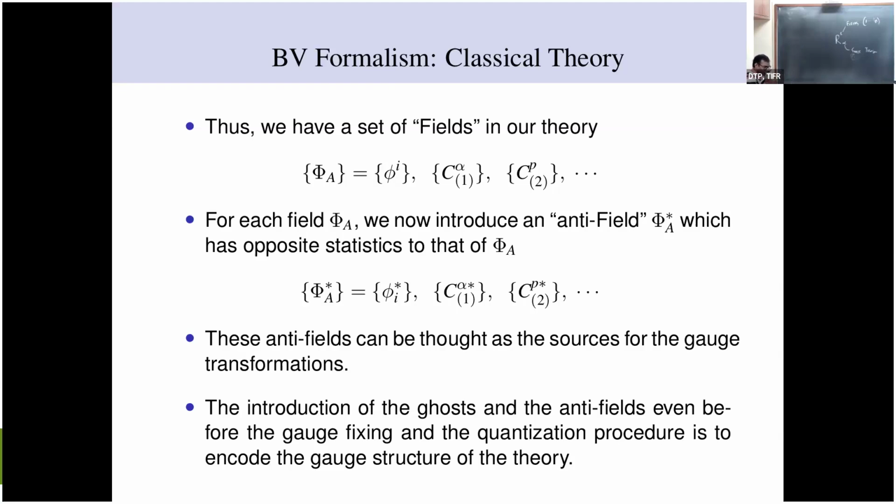So in the usual Faddeev-Popov method, we first gauge fix, then we do the quantization, and in the quantization procedure, we introduce these ghosts. Here we have the classical theory. We don't gauge fix, we don't quantize, but we first introduce the ghost. And then we gauge fix and quantize. So in a way, we reverse the ordering.